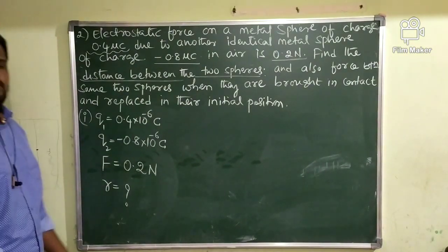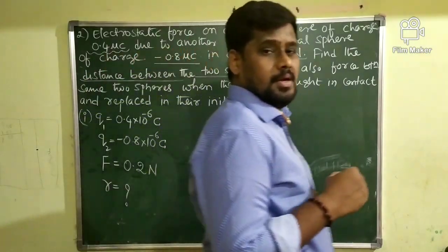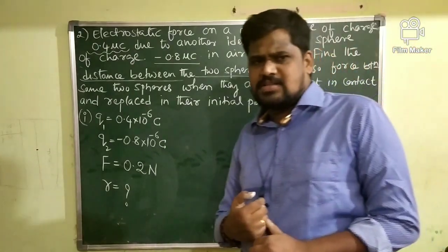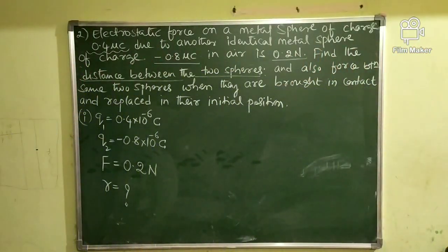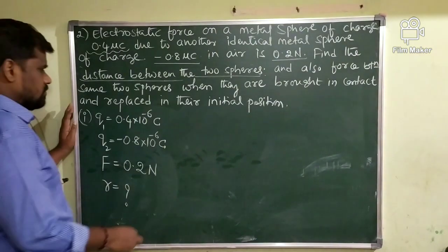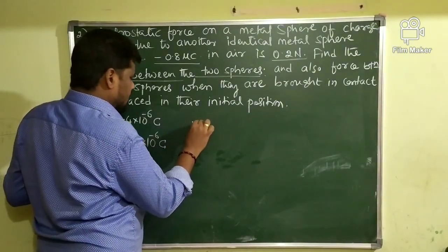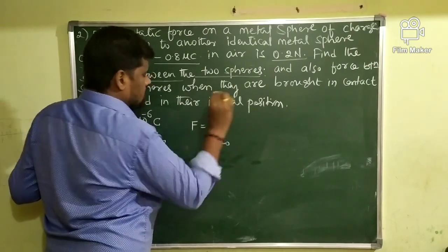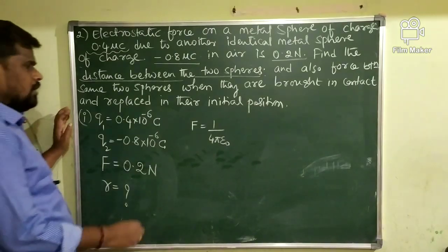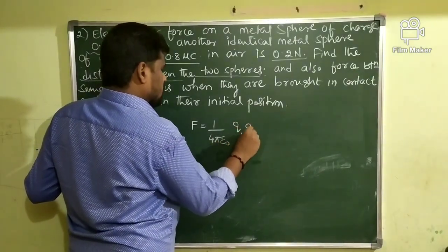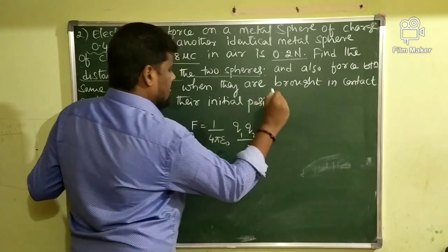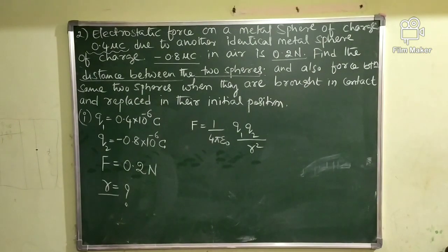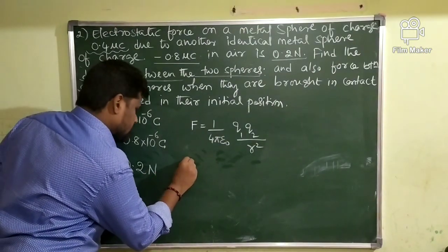Okay, Q1 is given, Q2 is given, F is given. Then how are you going to calculate the distance between the two charges? Once again I am making use of what? Coulomb's law. What is Coulomb's law here? Coulomb's law is given by F equals 1 divided by 4 pi epsilon naught, Q1 Q2 divided by R square. Okay, we want the value of R. Therefore, I will write the equation for R here.